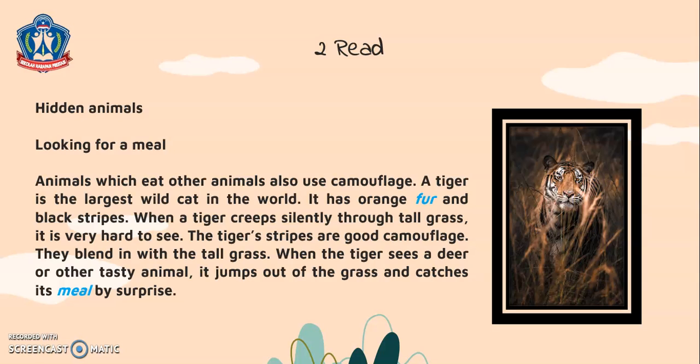Looking for a meal. Animals which eat other animals also use camouflage. A tiger is the largest wild cat in the world. It has orange fur and black stripes. When a tiger creeps silently through tall grass, it is very hard to see. The tiger's stripes are good camouflage. They blend in with the tall grass. When the tiger sees a deer or other tasty animal, it jumps out of the grass and catches its meal by surprise.